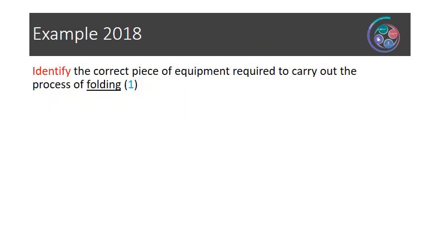This question has been taken from question paper 2018. Identify the correct piece of equipment required to carry out the process of folding. I've highlighted the word identify. This is our command word, so we know this is going to be a short answer that is required to access the 1 mark. Your answer would be a metal tablespoon. This would access you the 1 mark available for this question.